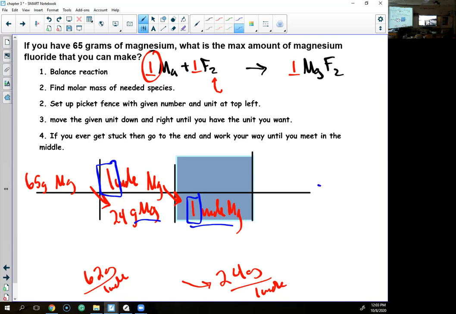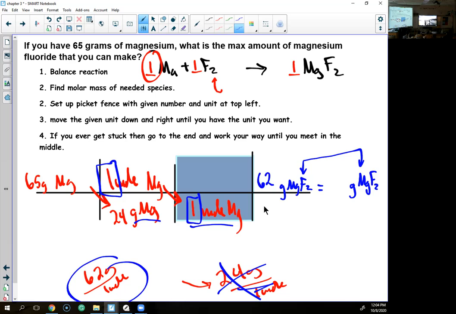Okay, then let's start our way from the end. What do I want to solve for? All right, and the unit at the end is always the unit at the end. And I have a proportion for that, right? It's right here. 62 grams of that per 1 mole of that. Then what unit must go up here? 1 mole MgF2. Then I'm ready to do math. 65 times 62 divided by 24.